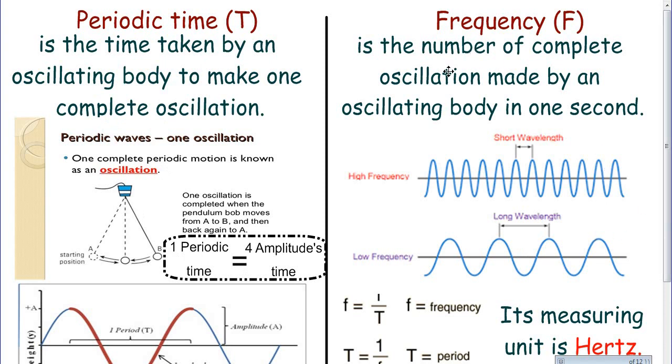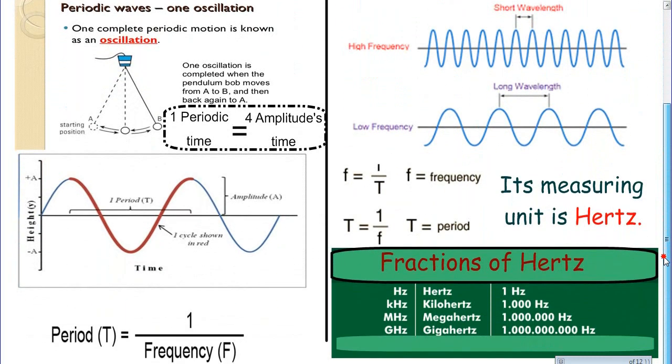But frequency is the number of complete oscillations made by the oscillating body in 1 second. So if the periodic time increases, the frequency decreases, and vice versa, and we have a mathematical relation between them. Periodic time, symbolized by capital T, equals 1 over F, capital F, which represents frequency, or frequency equals 1 over periodic time. The measuring unit of periodic time is second, but the measuring unit of frequency is hertz. Is what? Hertz.